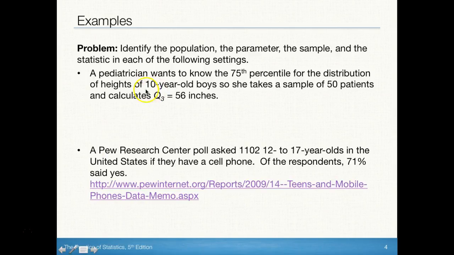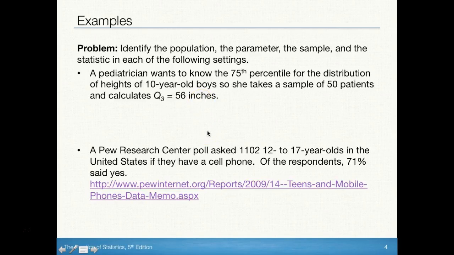Well, her population of interest is really all 10-year-old boys. And she really wants to know the 75th percentile for all 10-year-old boys. So the 10-year-old boys is the population. The parameter of interest is the true value for the 75th percentile. Her sample is the 50 patients, and from those 50 patients, she gets the statistic of 56 inches for the third quartile, which is the 75th percentile for that group of 50 patients. Population, parameter, sample, and statistic. Let's take a look at this next example.